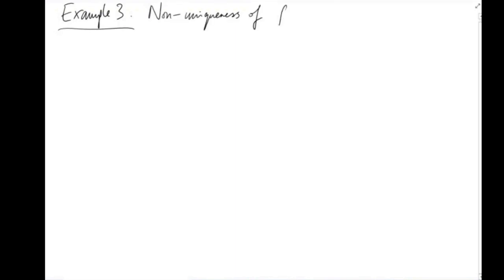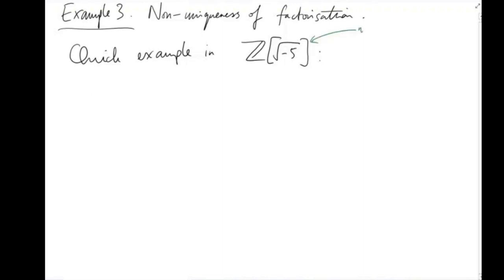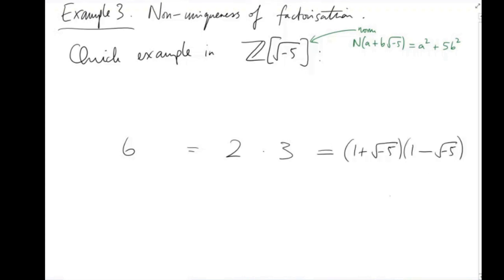Example 3. Non-uniqueness of factorization. Here's a quick example inside Z adjoin root minus 5. 6 is 2 times 3, which is 1 plus root minus 5 times 1 minus root minus 5. Now, we can calculate the norms of these elements. 2 has norm 4, 3 has norm 9, and 1 plus or minus root minus 5 both have norm 6 in this ring. So it feels like we should be able to factorize these further.